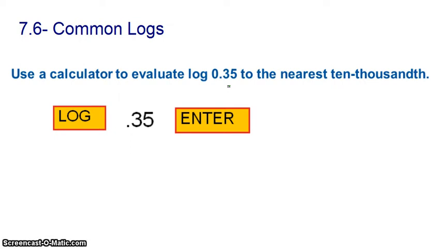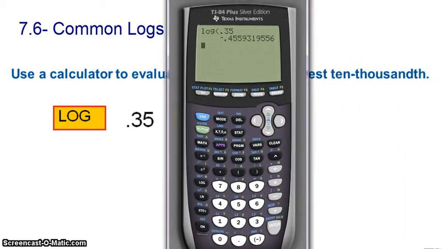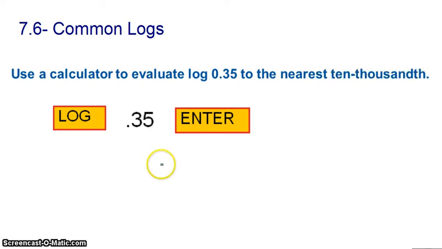So if I'm asked to evaluate log of 0.35, well, I pull up my calculator, and I type in log 0.35, hit enter, and it says to the nearest 10,000th. So that is my 10th, 100th, 1000th, 10,000th. So my answer is that negative 0.4559 that I got on my calculator.